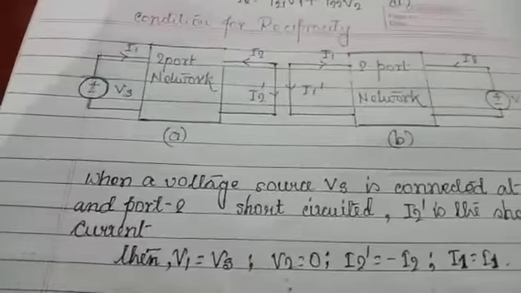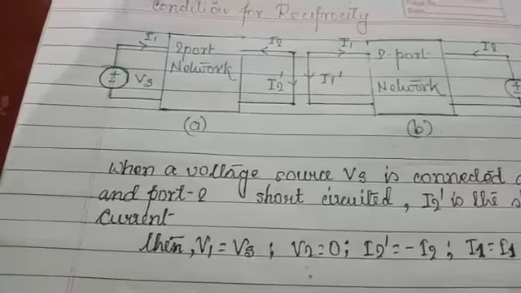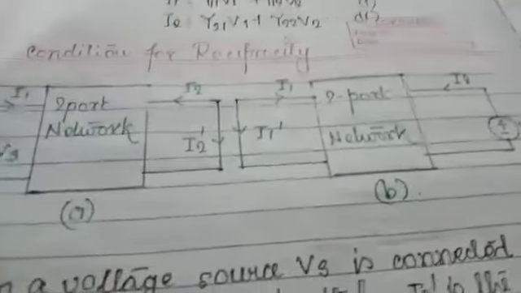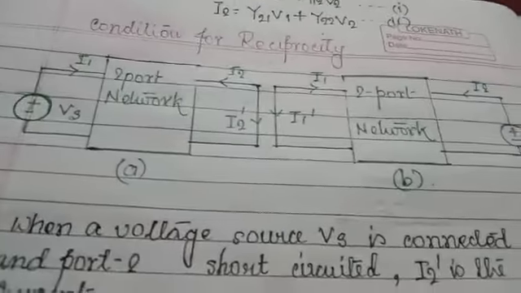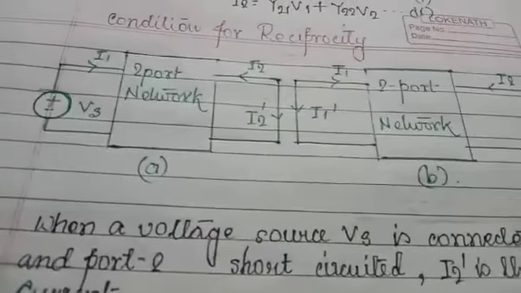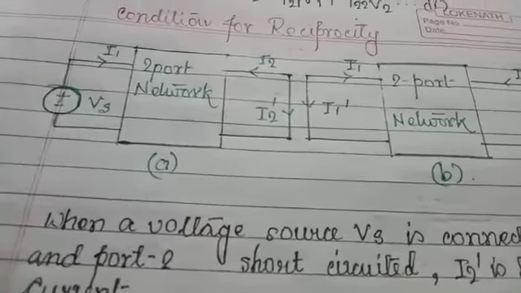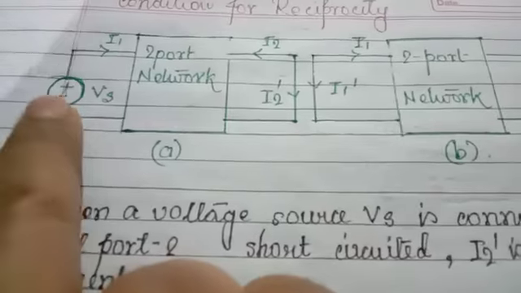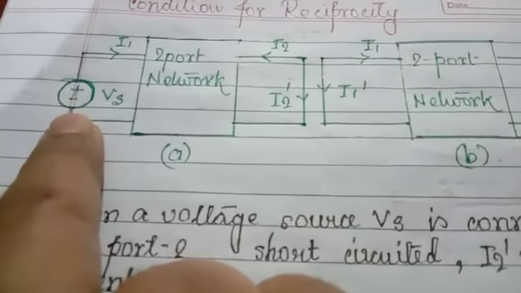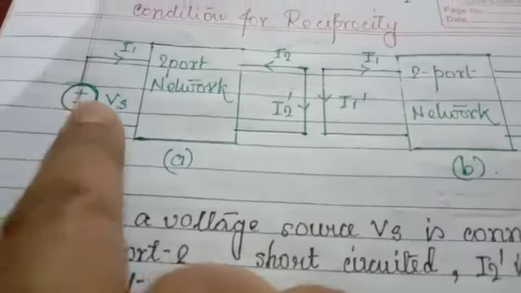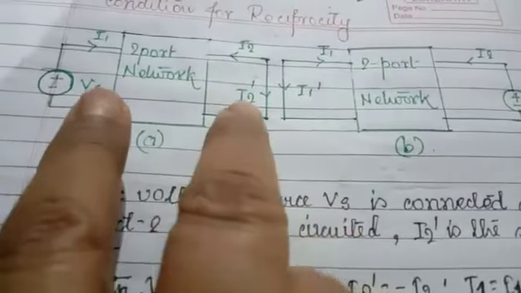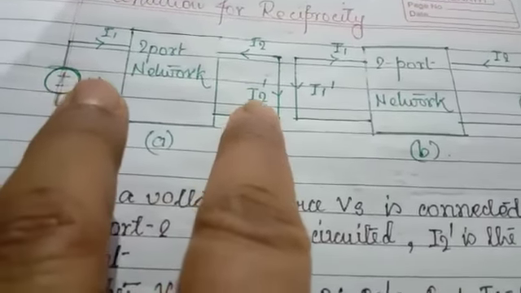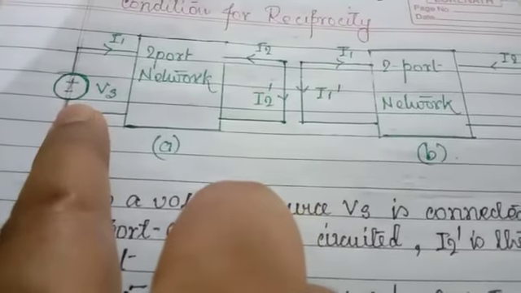If you remember how we arrived at the condition for reciprocity in case of Z parameters, the same method will be followed for all the parameters involving a two-port network. In one case the voltage source will be connected at port 1 and port 2 will be shorted, and we will find out the response at port 2 due to the voltage source at port 1.